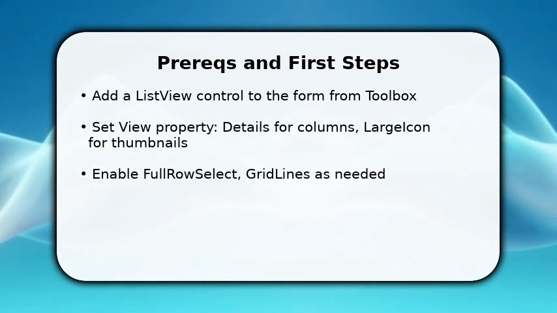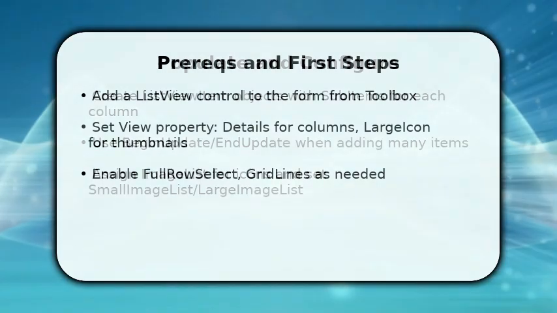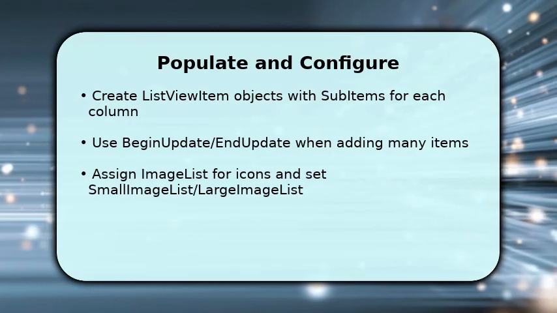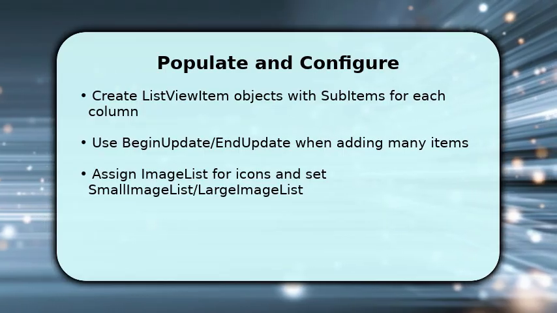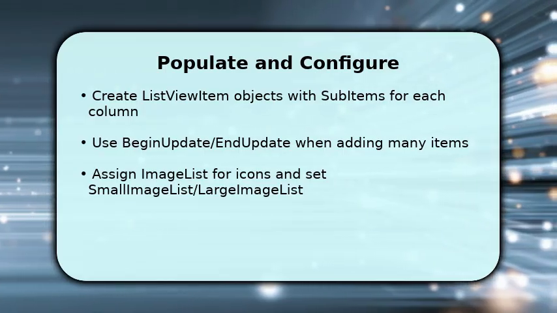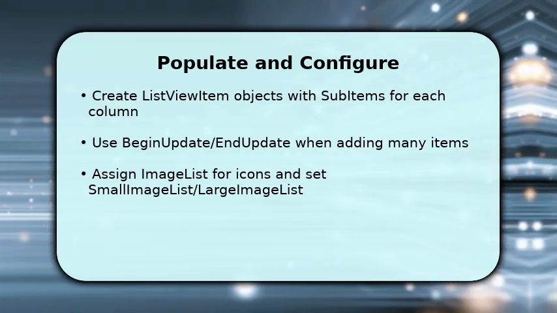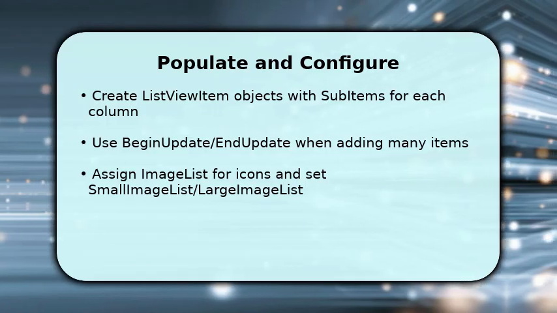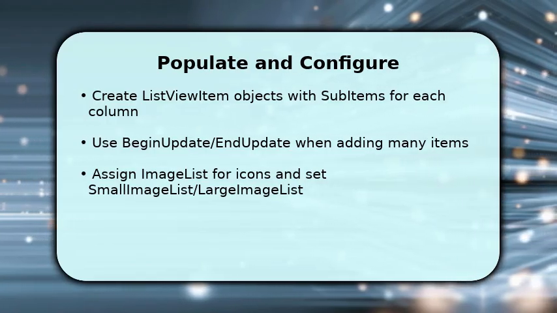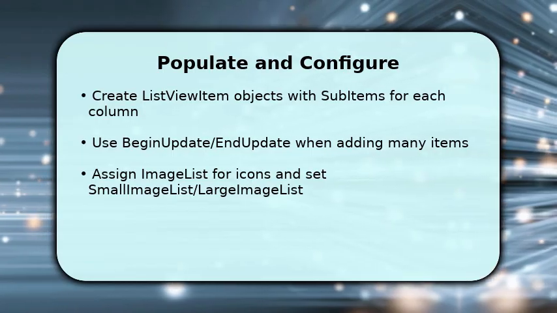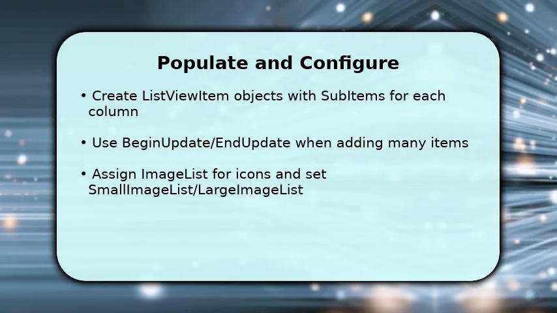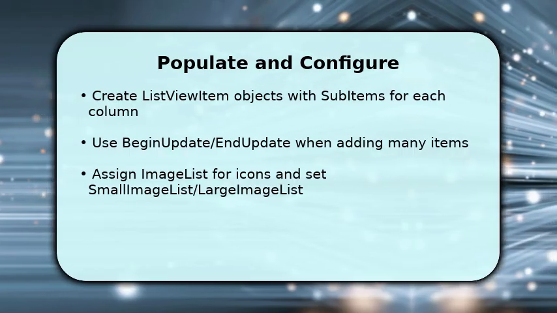Now populate the list view. Create list view item instances and add sub-items in the same order as your columns, because alignment depends on consistent indexing. If you insert many items, wrap additions in begin update and end update to avoid flicker and speed up rendering.